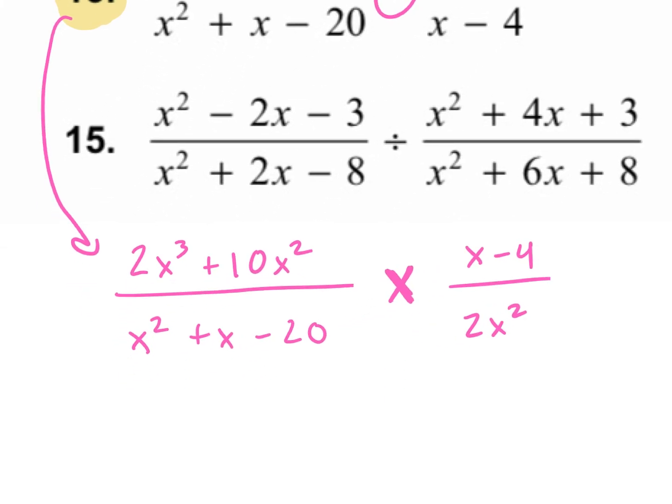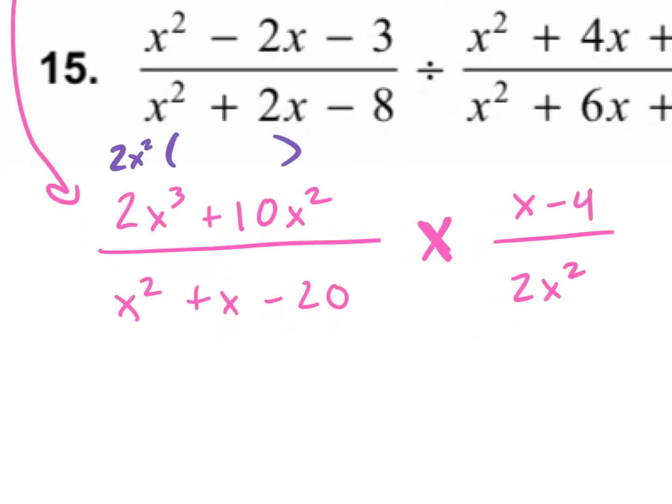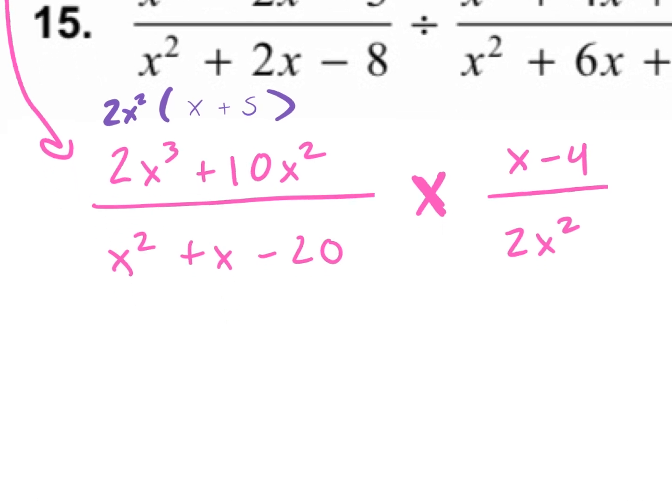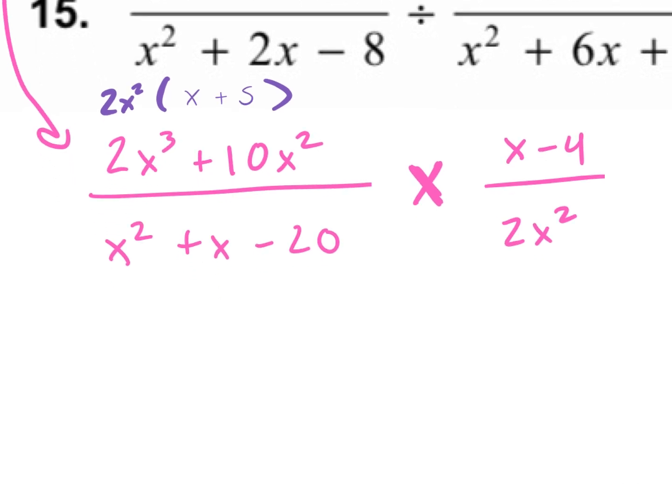What do I do next? Factor. So let's start with our top left-hand over here. Awesome. We're going to take out our GCF, which is 2x squared. What am I left with when I divide out a 2x squared? X plus 5, because we divide the 10 by 2. So 2x squared times x plus 5.